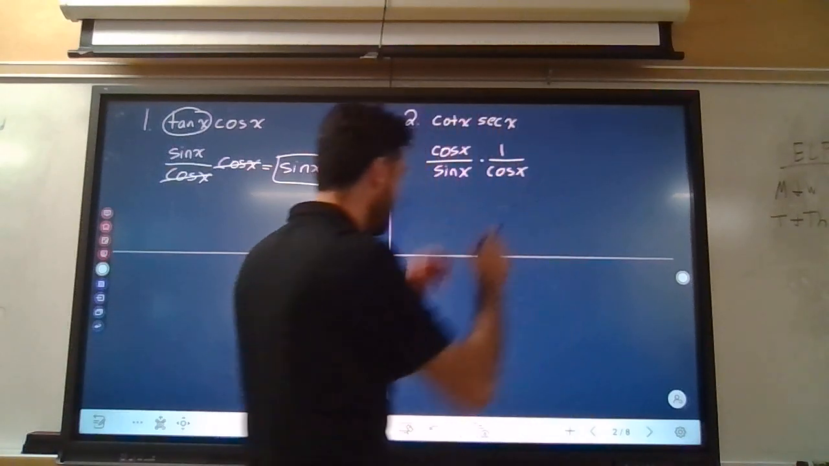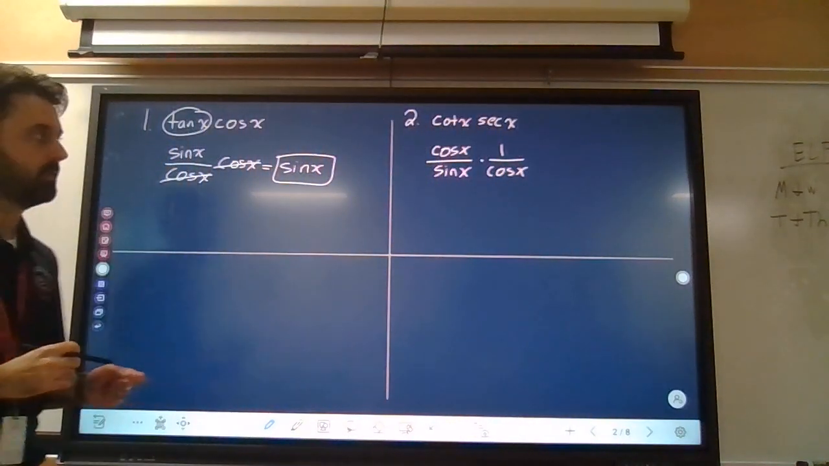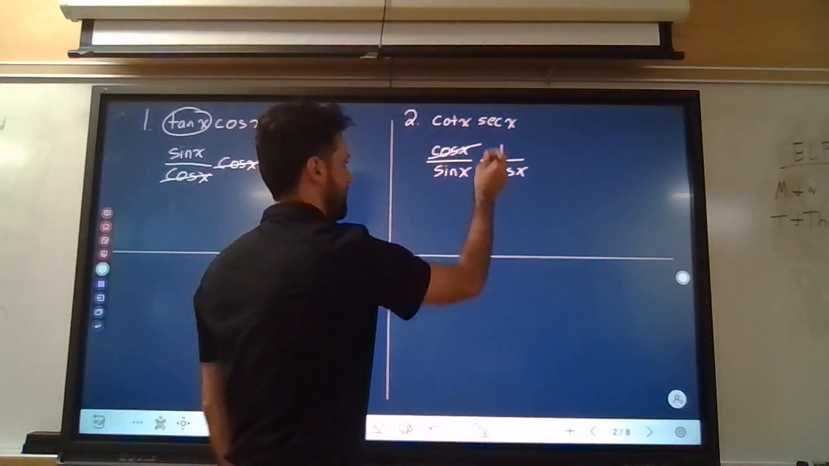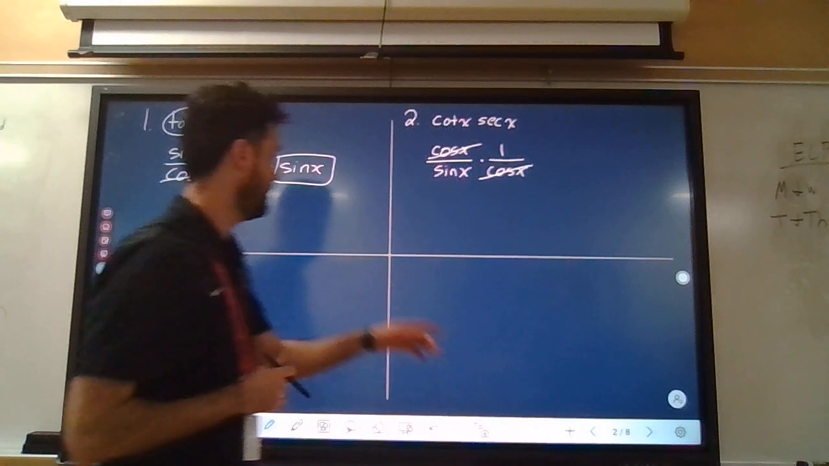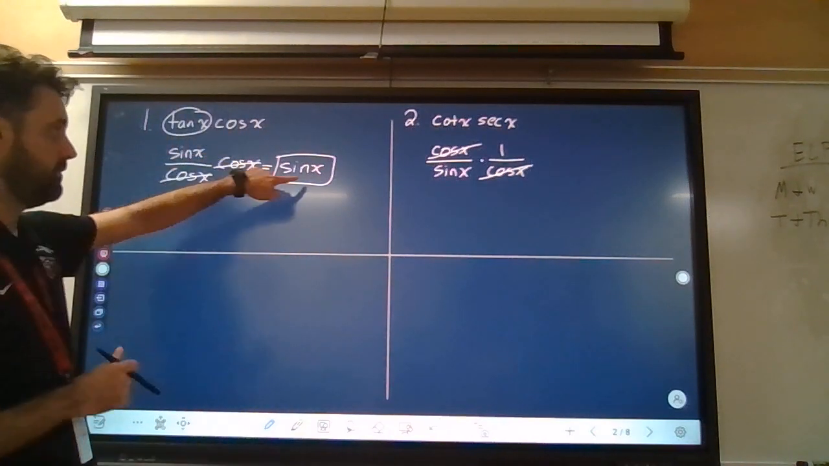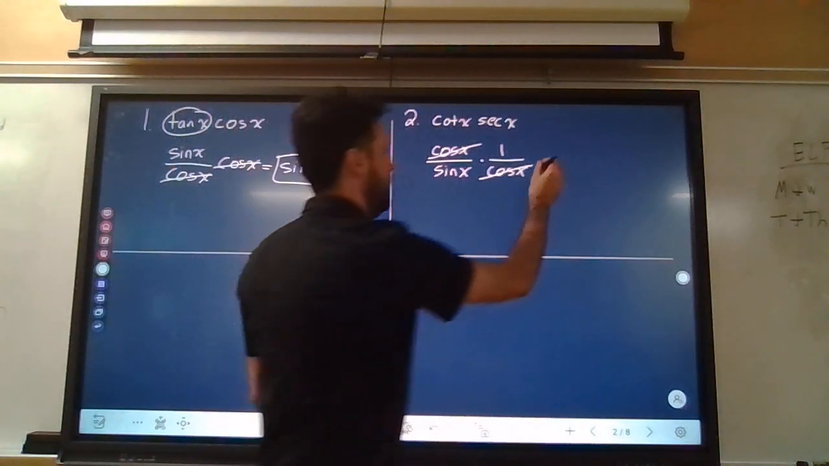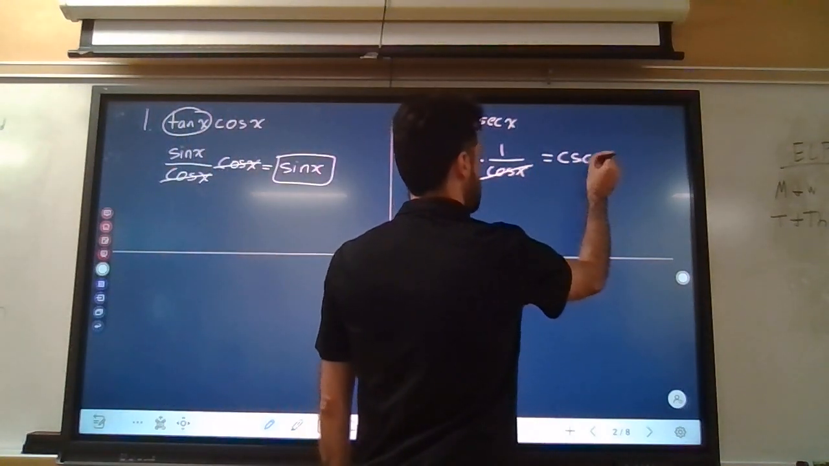All right, so I'm getting everything in terms of sine or cosine here. Now we have a cosine on top, a cosine on the bottom. Those cancel. But here, so the last problem, it was just sine of x and we were done. Here, sine of x is in the bottom, so it's 1 over sine of x, which we're going to write as cosecant of x.